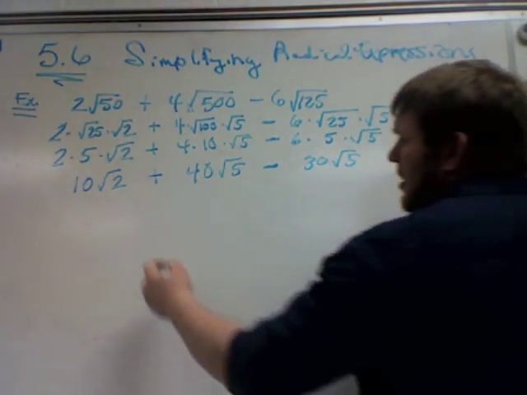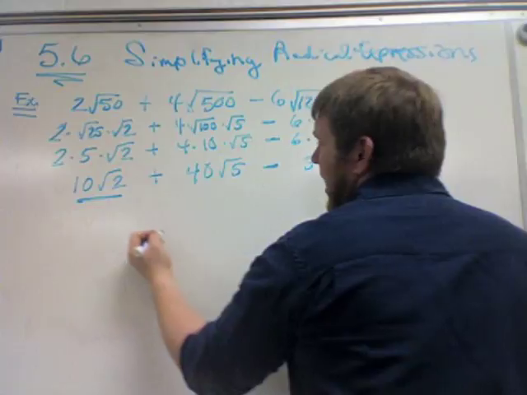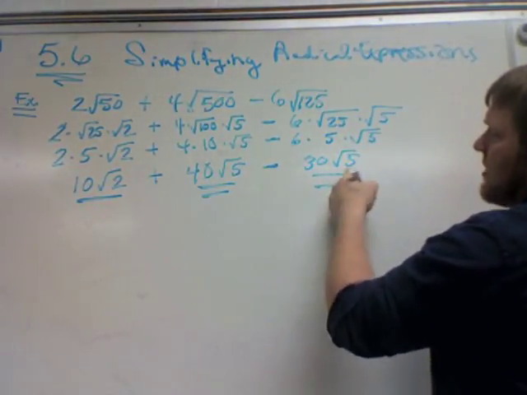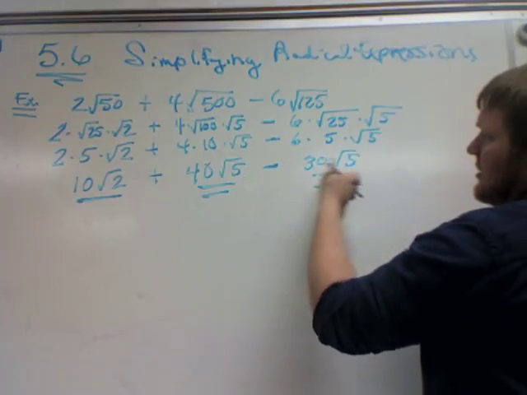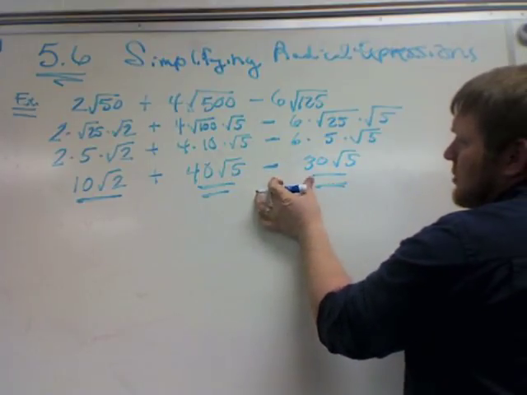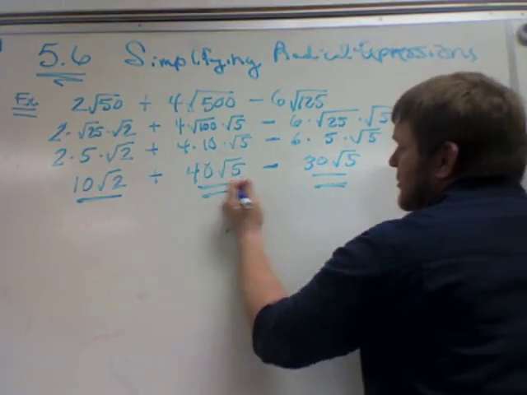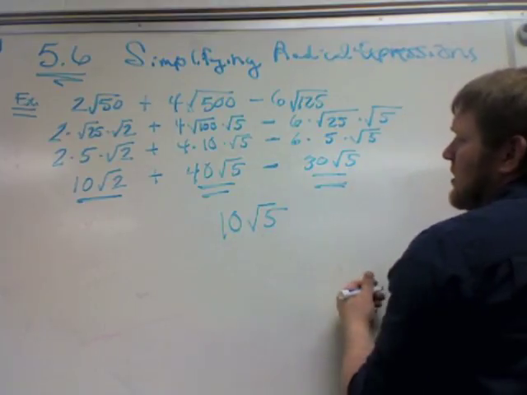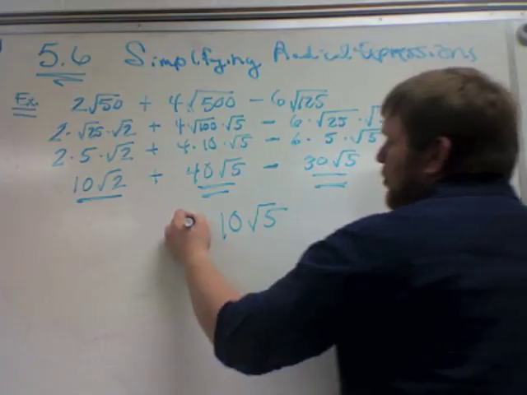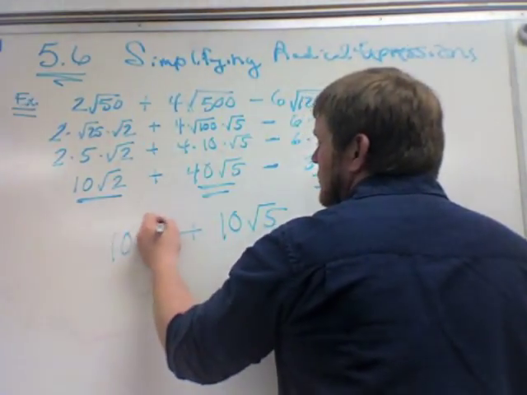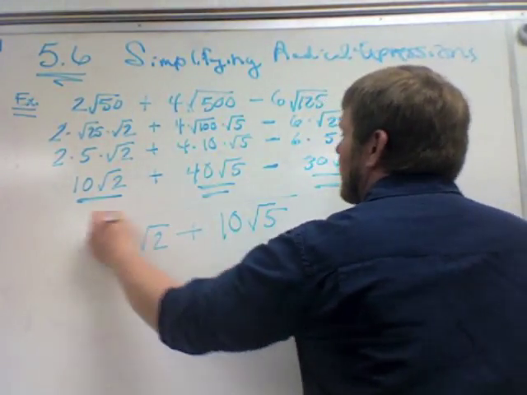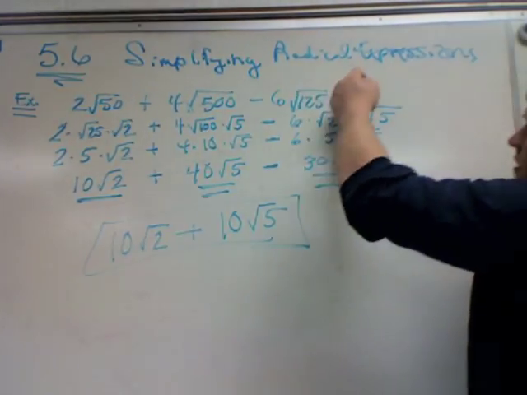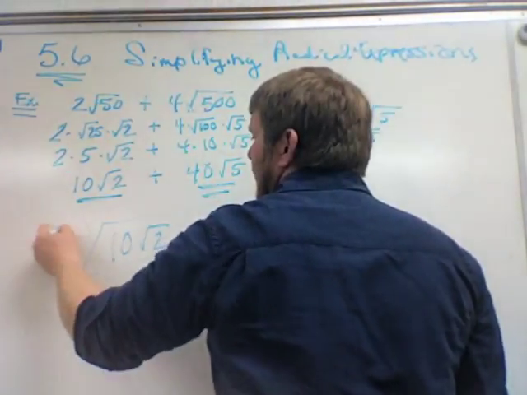So, in the long run here, simplify. These right here are like terms, because they have the same radical. Okay? So I can actually combine those and call that 10 square roots of 5. Alright? Plus my 10 square roots of 2. And I'm done. That's my final. This thing up here simplifies to that right there.